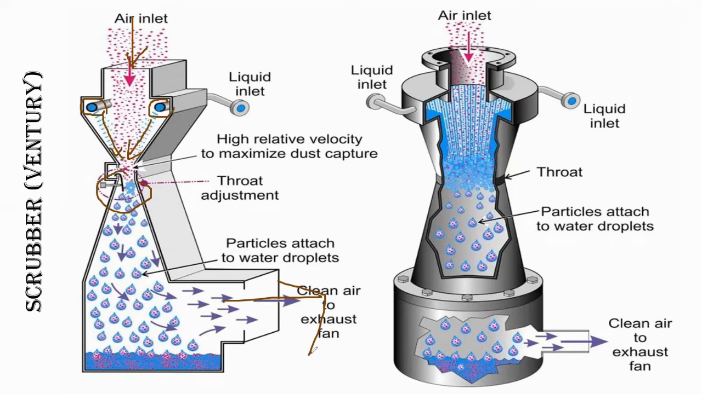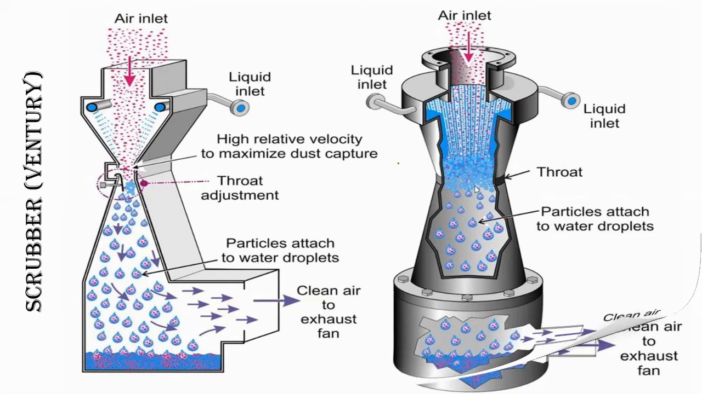The right side shows a scrubber where the velocity is low, and the left side shows the one where the velocity is high. This was all about scrubbers.